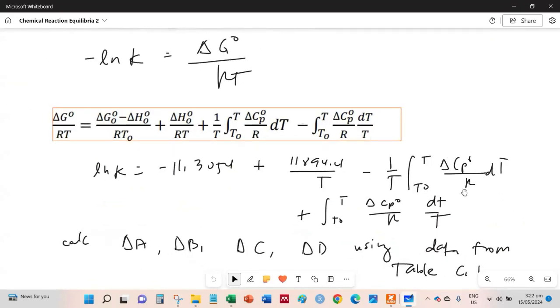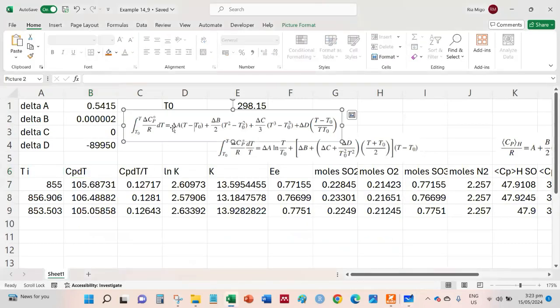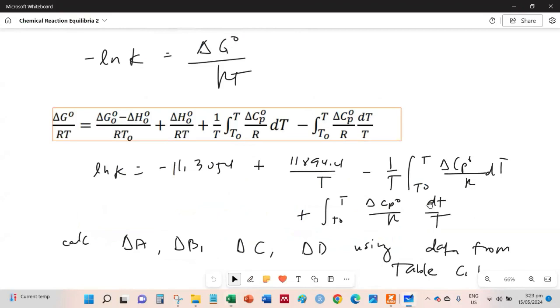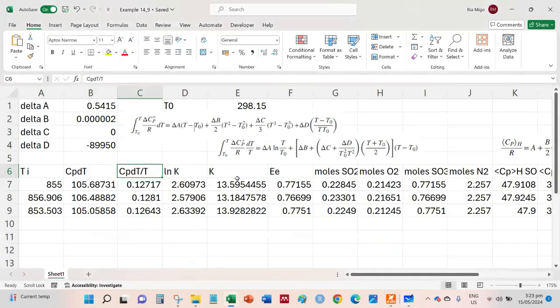Okay, this part right here. Using this equation, that expanded, or if you will remember example 4, and then calculate for CPDT over T. So this is this part right here, or this one right here. Okay.